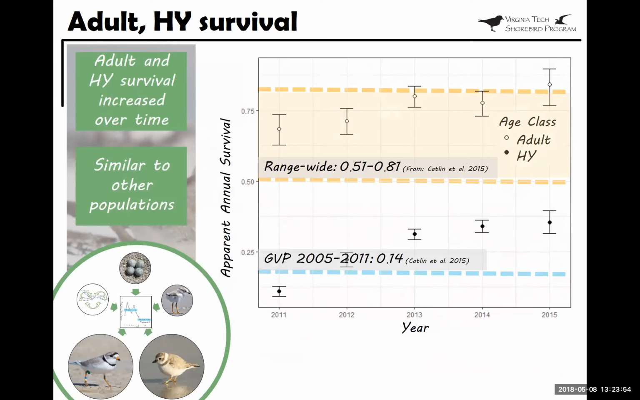The values that we observed were similar to those within the region and range-wide, and even higher in some years. So this similar or higher survival rates that we observed compared to other sites where populations were not in decline suggests that the Niobrara population decline was not related necessarily to survival of adults and hatch year birds.